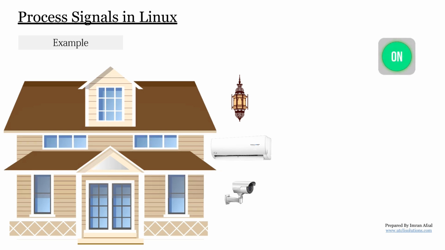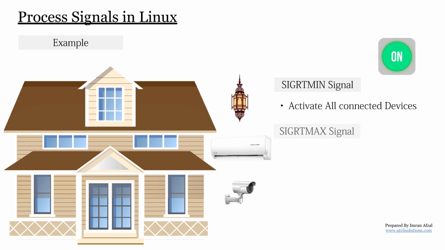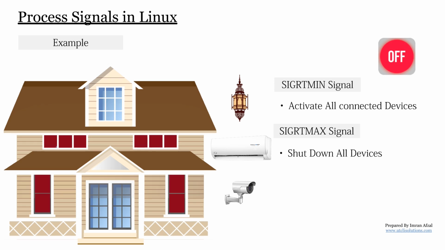When the system starts, it sends a SIGRTMIN signal to activate all connected devices. The SIGRTMAX signal is used to shut down all devices at once when the system is turned off. In between these two signals, there are other real-time signals used for specific tasks.